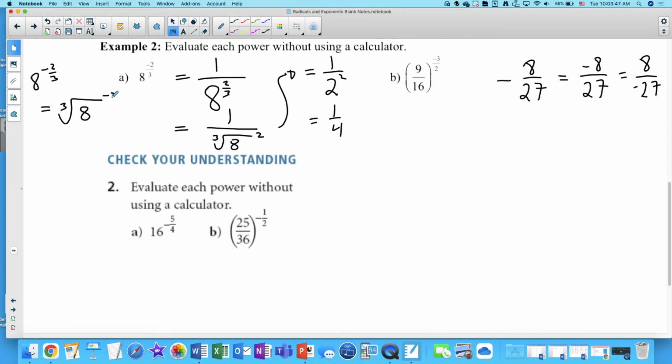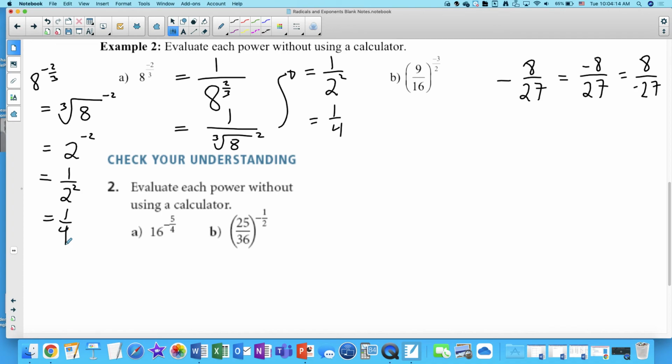Okay, well, what is this? The cube root of 8 is 2 to the negative 2, which is 1 over 2 squared, which is 1 over 4. Okay, so honestly, try it both ways, see which one you prefer, and then stick to it. Or you can alternate as well if you prefer.